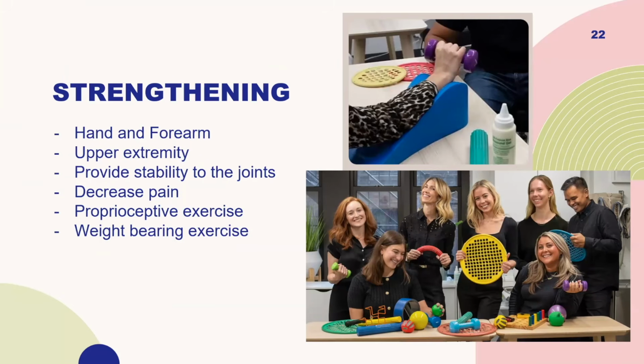So because it is occupational therapy, in addition to the splinting and the taping, strengthening is a big part of what we do. We do a lot of the traditional strengthening exercises of the hand, forearm, and upper extremity. We provide stability to the joints to decrease pain. We complete proprioceptive exercises as well as weight-bearing exercises. And that bottom photo is a photo of my team with all of our fun exercise tools that we use in the clinic to do various strengthening exercises.